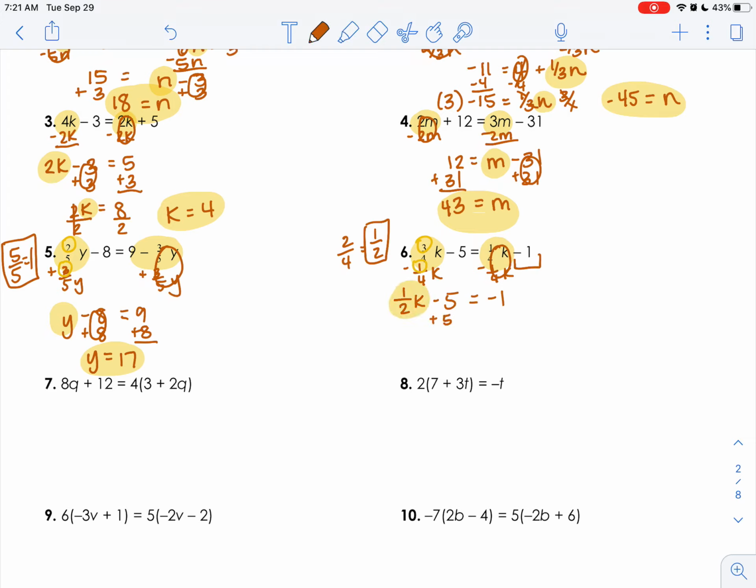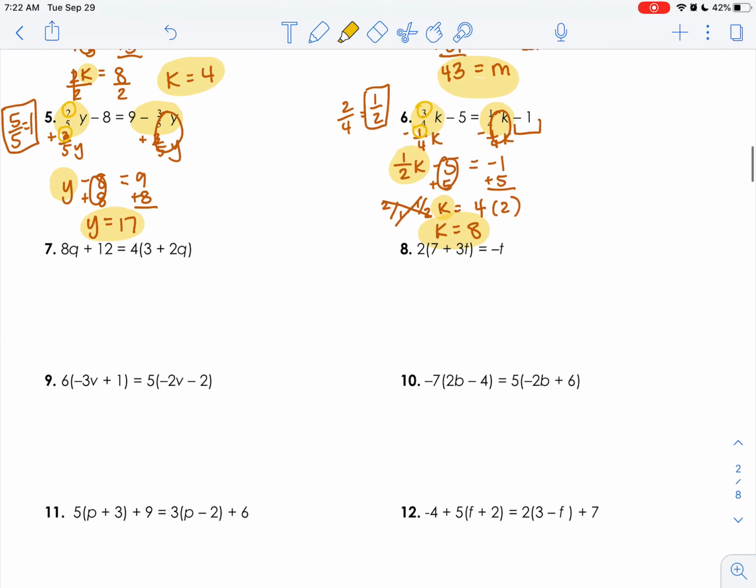I'm going to try and get this 1/2 k by itself. I'm going to add 5 to both sides. -5 plus 5 is 0, so I'm left with 1/2 k equals -1 plus 5 is 4. And then I have a 1/2 k, a fraction times my variable, so I'm going to undo this by multiplying by the reciprocal, 2 over 1. So that I cancel and cancel, leaving me with k. And then I can multiply by 2 over 1, which is the same thing as 2. 4 times 2 is 8.